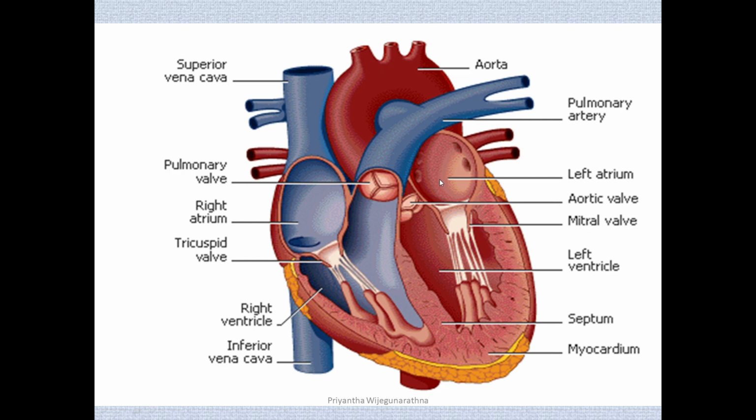Accordingly, 6 veins open to the atria. 2 to the right atrium, 4 to the left atrium. Superior vena cava and inferior vena cava bring the blood to the right atrium. 4 pulmonary veins carry the blood to the left atrium.